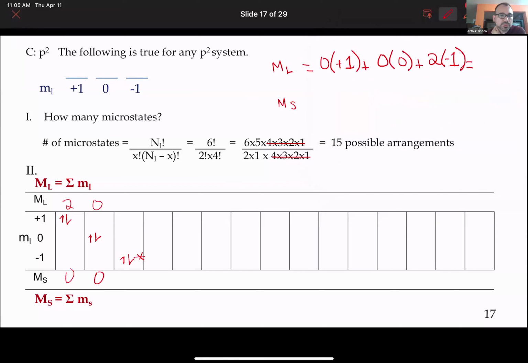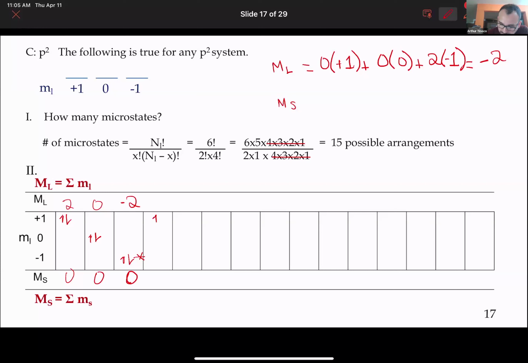What result do we get here? We get a result of -2. And here we also have a situation where we have a spin up and spin down, so this will also be a value of 0. That would be the m sub L and the m sub S for those two arrangements where we have them paired up. All right, let's go to the next one.